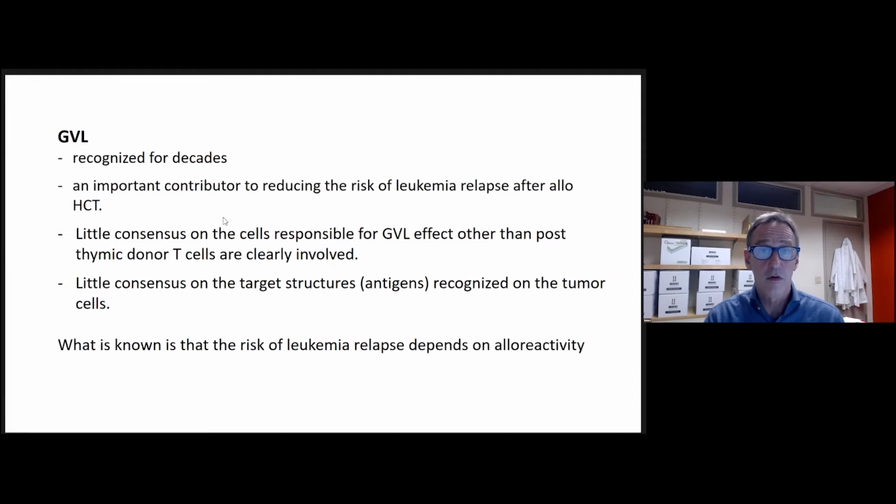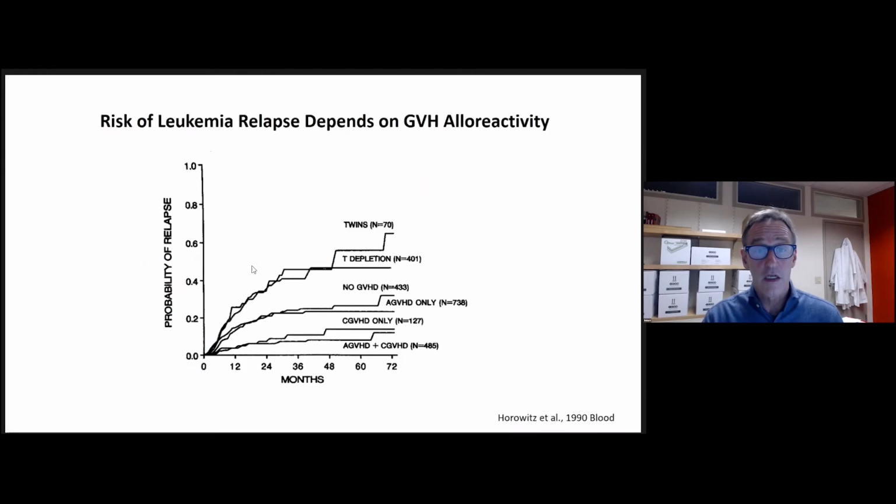Despite it being known and studied for over 30 years, there's little consensus on what cells are truly responsible for GVL, other than the fact that the infusion, typically on day 0, of post-thymic donor T cells is clearly involved. There's likewise little consensus on what the targets and structures recognized on the tumor cell are that lead to the graft versus leukemia reaction. What is known, however, is that the risk of leukemia relapse is intertwined with the degree of GVH, graft versus host alloreactivity.